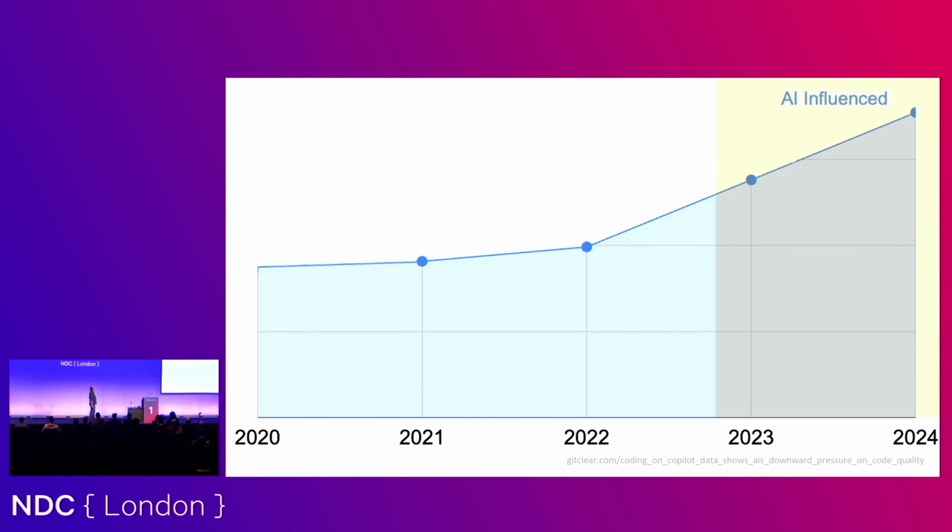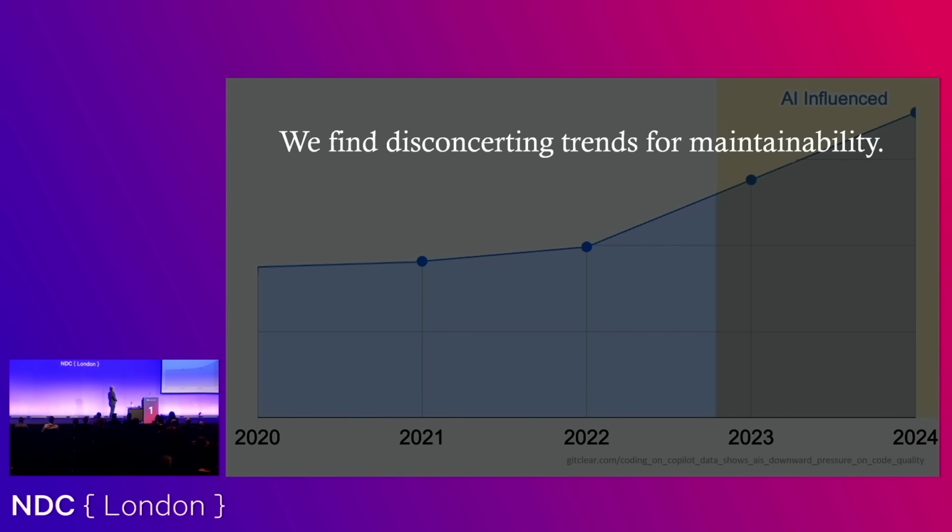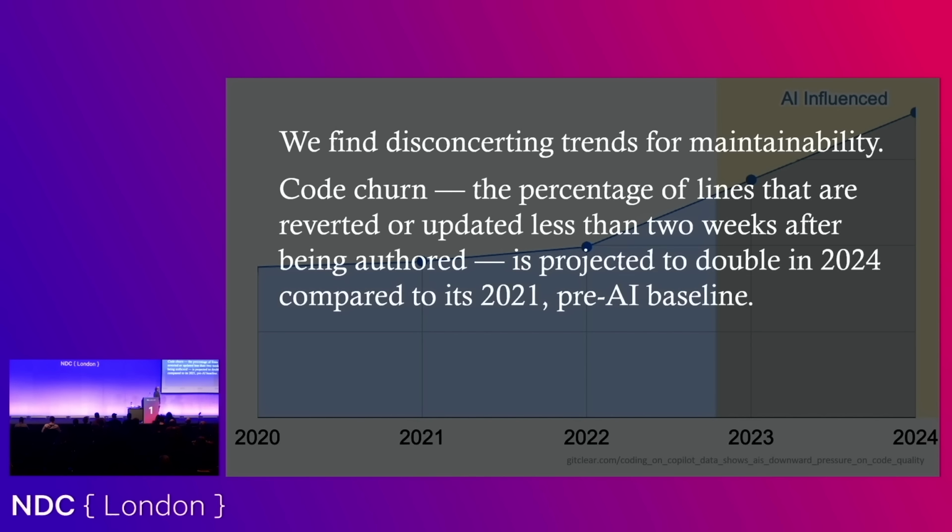This is the current trend in terms of code churn. So we find disconcerting trends for maintainability already. This is the bit that gets me. I was kind of thinking, oh yeah, I'll be talking about this in the late 2020s. No, it's already happened. It's like code churn. They had a definition: the percentage of lines that are reverted or updated less than 2 weeks after being authored is projected to double in 2024 compared to 2021, the pre-AI baseline.